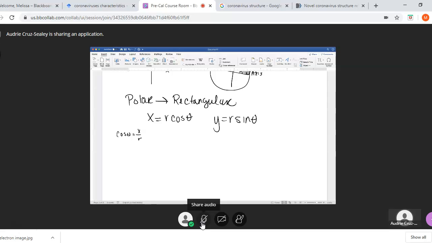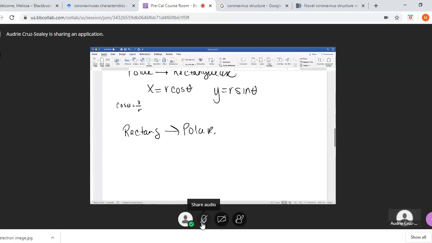Okay, and then the other way, if you're going rectangular to polar, which is the next note, you don't have to write any of this down. You should already have it. You know that x squared plus y squared has to equal r squared. Pythagorean theorem, right? And then the next one is the tangent of theta has to equal y over x. This I want you to write down.